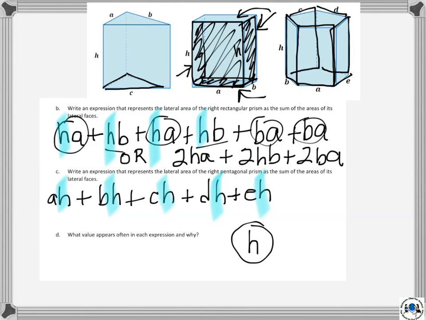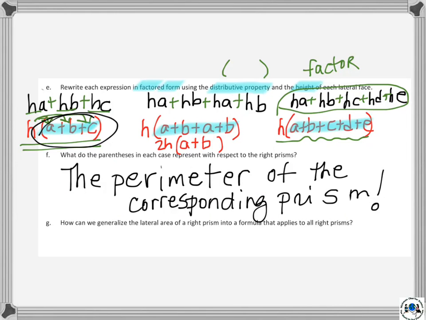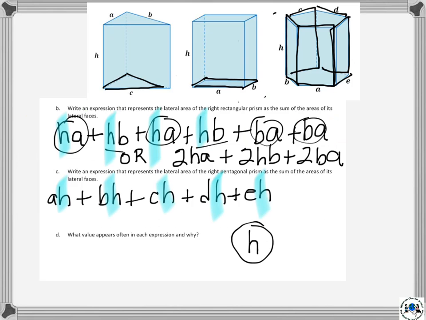If you go back, let me clean this up here. Go back to the rectangular prism, the right rectangular prism. Here we go. We've got A plus B plus A plus B. And there it is. A plus B plus A plus B. Okay? Or 2A plus 2B.